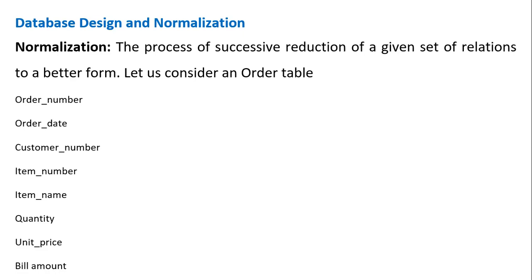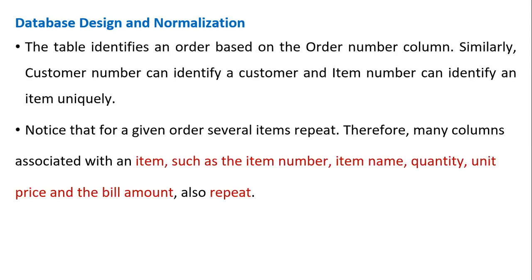So there will be a duplication in this case. That's where normalization comes in and says the table identifies an order based on the order number column. Similarly, customer number can identify a customer, and item number can identify an item uniquely. But remember, all these were in the same table. Notice that for a given order, several items repeat. Therefore, many columns associated with an item, such as item number, item name, quantity, unit price, and the bill amount, also repeat. That is that duplication.